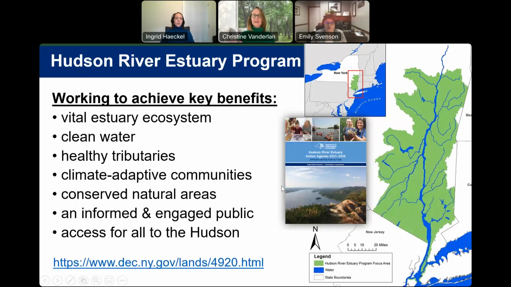Sorry, my slides are kind of slow to advance. So to introduce a little bit about the Hudson River Estuary Program, we are a special program within the Department of Environmental Conservation, and we work throughout this green shaded area shown on your screen, which is the estuary watershed. So the estuary is the portion of the Hudson River that's under the influence of the tides. And all of the green shaded area are the lands that are draining to that portion of the Hudson River.